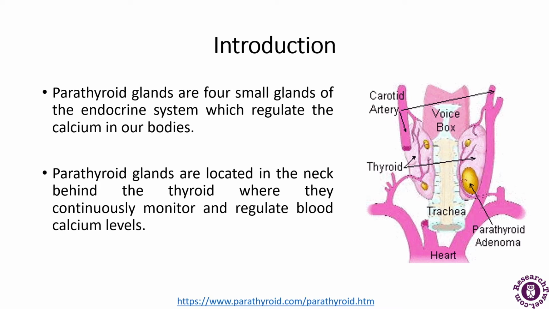These are small pea-sized glands which are located in the neck just behind the butterfly shaped thyroid gland. So the thyroid gland, as you can see, looks like a butterfly. So it is a butterfly shaped thyroid gland. Most people have four parathyroid glands, with two parathyroid glands lying behind the wings of the thyroid gland.